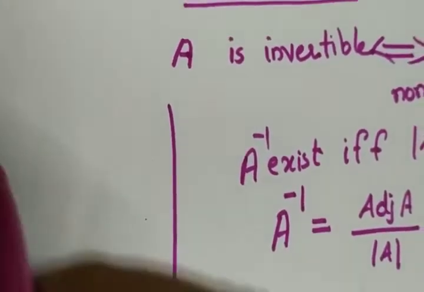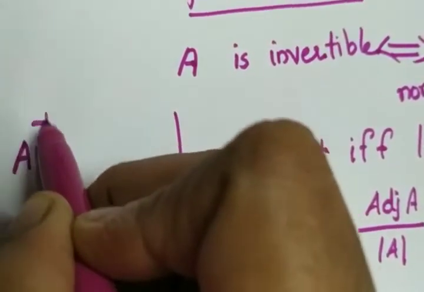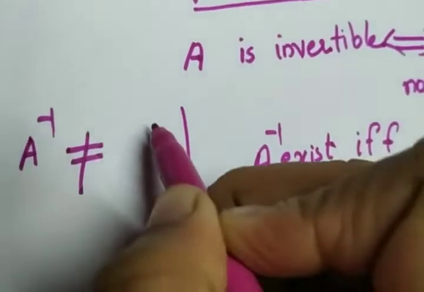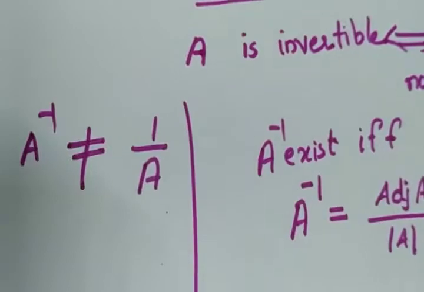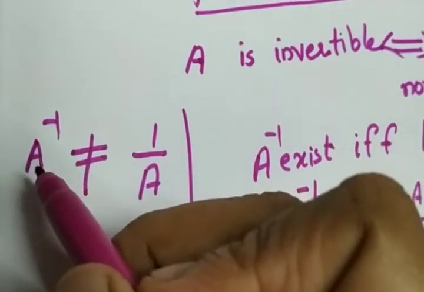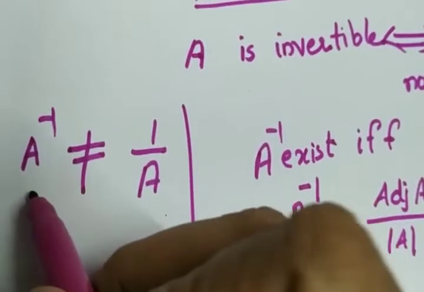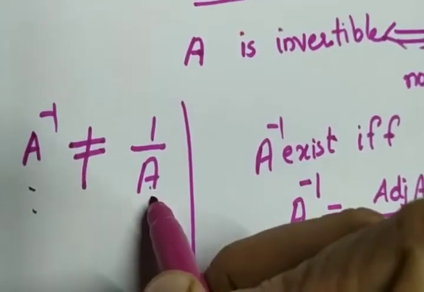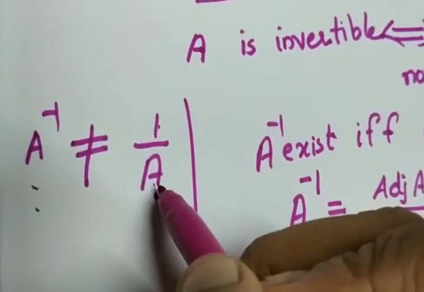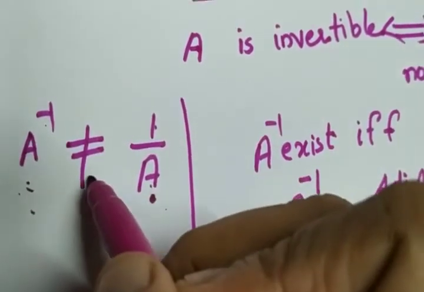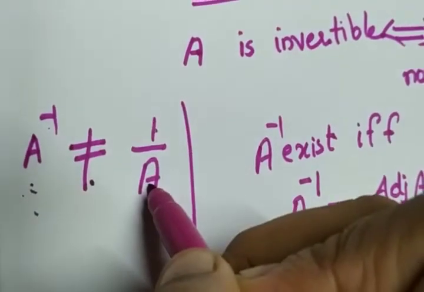Again, one more thing you have to remember: A inverse, the inverse of A, is not equal to 1 by A. Usually we take 2 raised to minus 1 as 1 by 2. In the case of matrices, these two are not equal. We cannot divide a number by a matrix. That is the reason the inverse of a matrix is not equal to 1 by A. Okay.